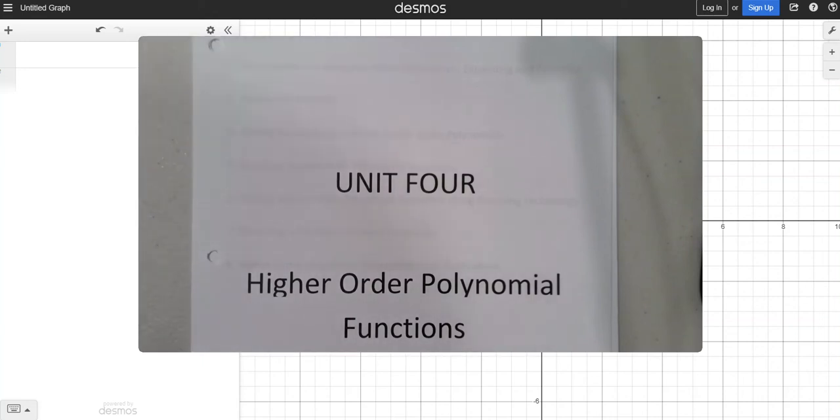We're starting Unit 4 in this video, where we'll be talking about higher order polynomial functions. You remember that we've already talked about linear polynomials, which just means degree 1, and quadratic polynomials, degree 2. In this unit, the higher order polynomials are really for referring to things with a power or a degree of 3, 4, 5, etc., something bigger than 2.